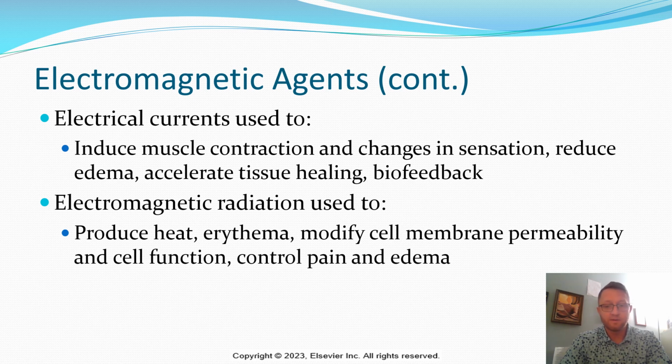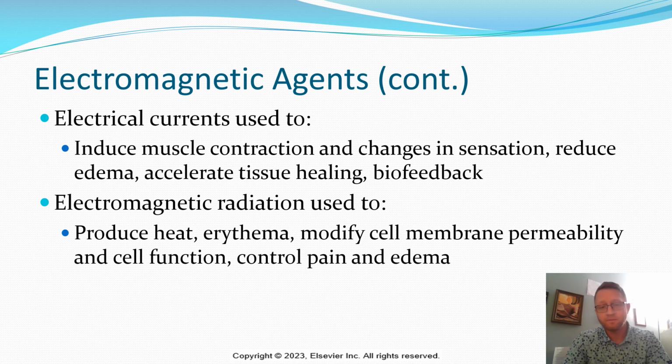Whenever we're thinking of modifying cell membrane permeability, that's just the ability to allow waste products to escape the cells during that inflammatory process, or it allows other cells like our white blood cells, neutrophils, and macrophages to enter the area to help debride it of all the different waste products. So increasing that cell membrane permeability and cell function is a really important aspect to tissue healing that we'll discuss a little bit later.